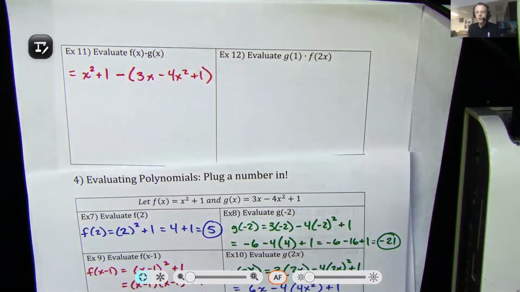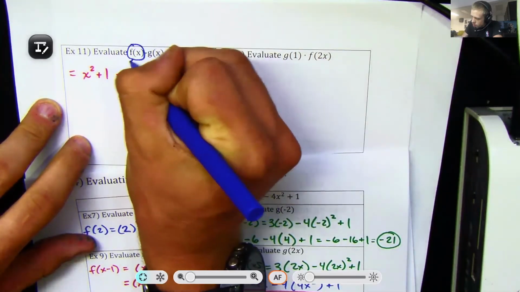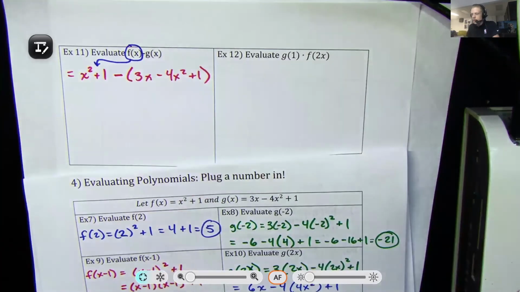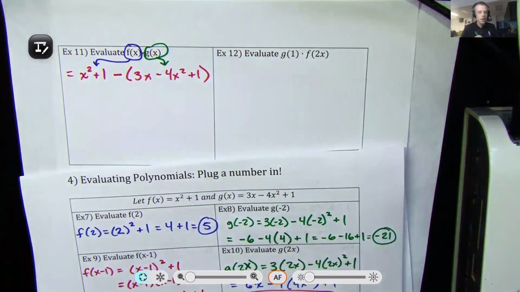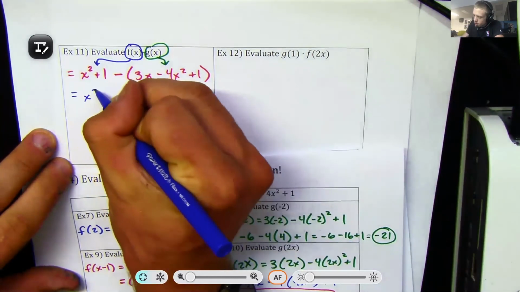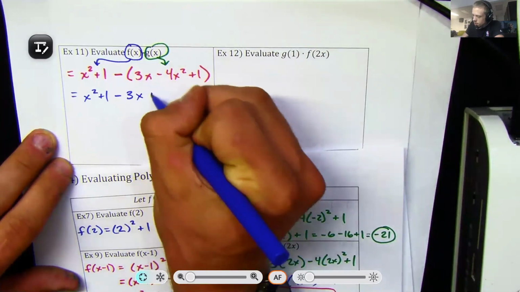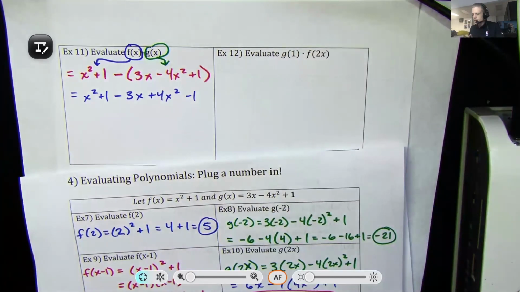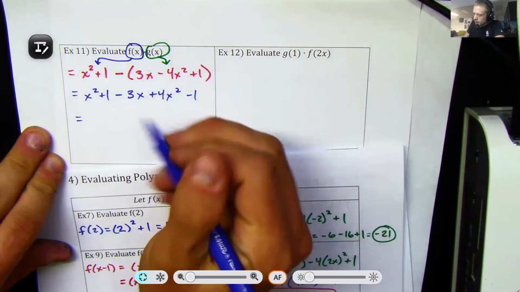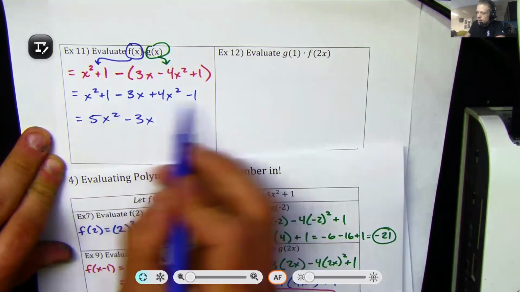So let's make sure we follow. f of x, this here, is right there. And then the g of x is in parentheses, right? That is right there. Okay, so we know how to do this. Hopefully, this looks familiar because we did one earlier. We're going to first distribute the negative. So minus 3x plus 4x squared minus 1. And now we can simplify. So we will combine like terms, 5x squared minus 3x, and it looks like those ones are going to cancel.